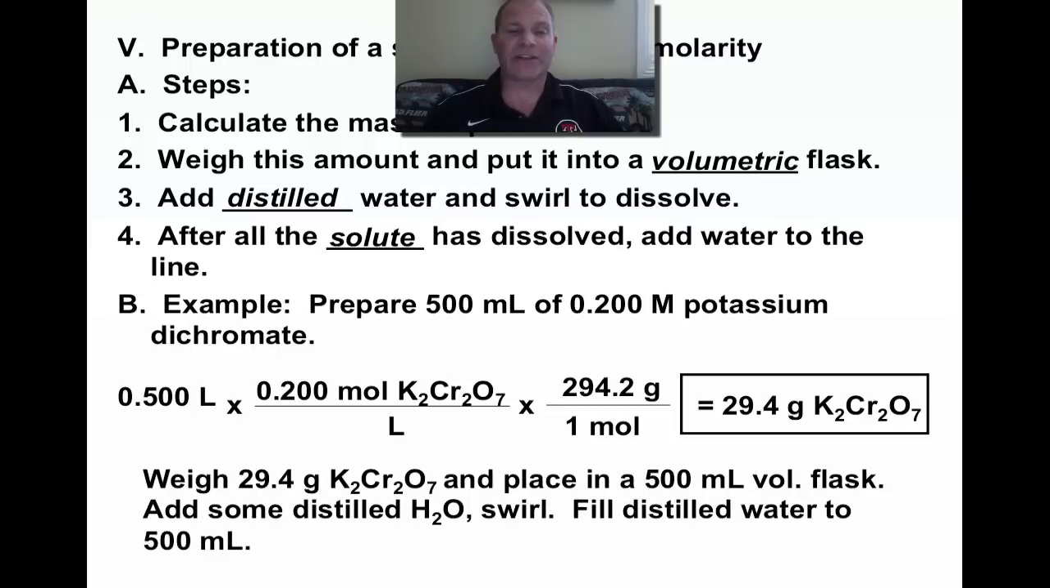But this is a great test question because not only will I have you do a calculation, I will then have you write this little bit that you see down at the bottom of the page explaining the steps you'd go through. And those are the steps at the very top, 1 through 4. So what you do, you weigh out 29.4 grams potassium dichromate, place it in a 500 milliliter volumetric flask, add some distilled water, swirl, fill distilled water to the 500 milliliter line on your volumetric flask.